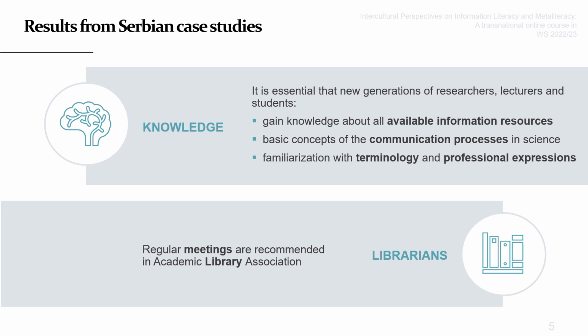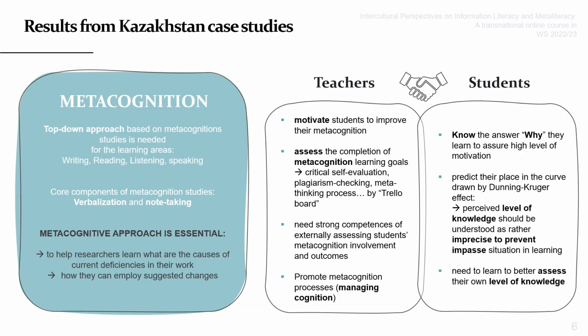This concept of the Serbia case studies of information literacy and meta-literacy is put up and based on metacognitive aspects. A top-down approach based on metacognition studies is needed for four learning areas: writing, reading, listening, and speaking. It is essential to help researchers learn what the causes of current deficiencies in their work are and how they can employ suggested changes. Teachers have a crucial role in motivating students to improve their metacognition. The question of why regarding learning must always have a decent answer for students to assure a high level of motivation.